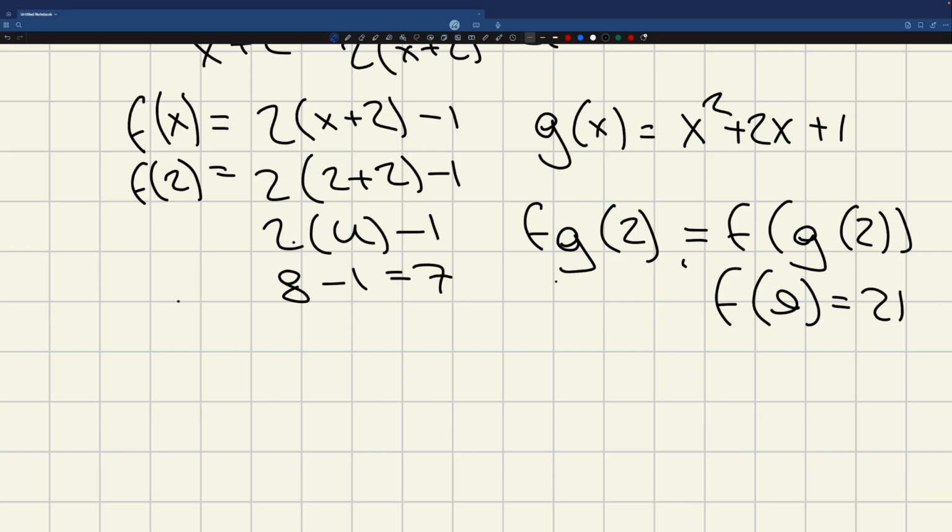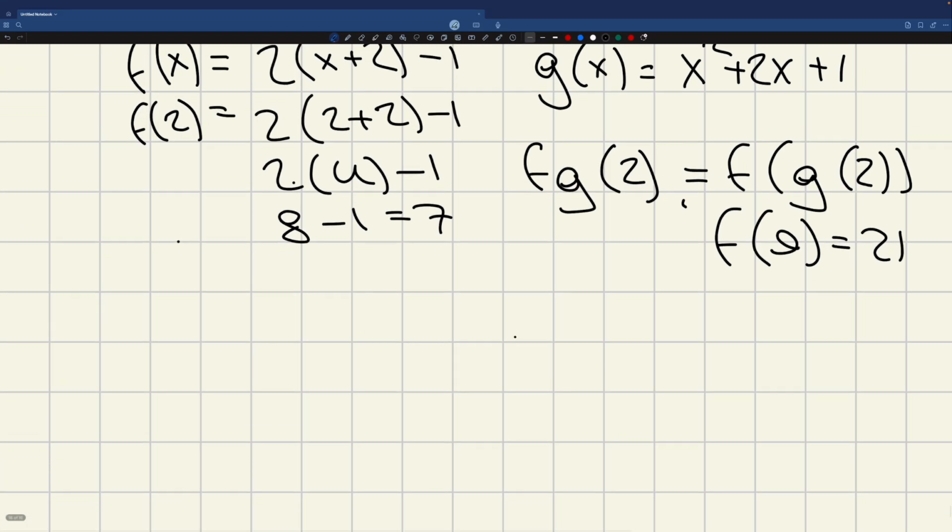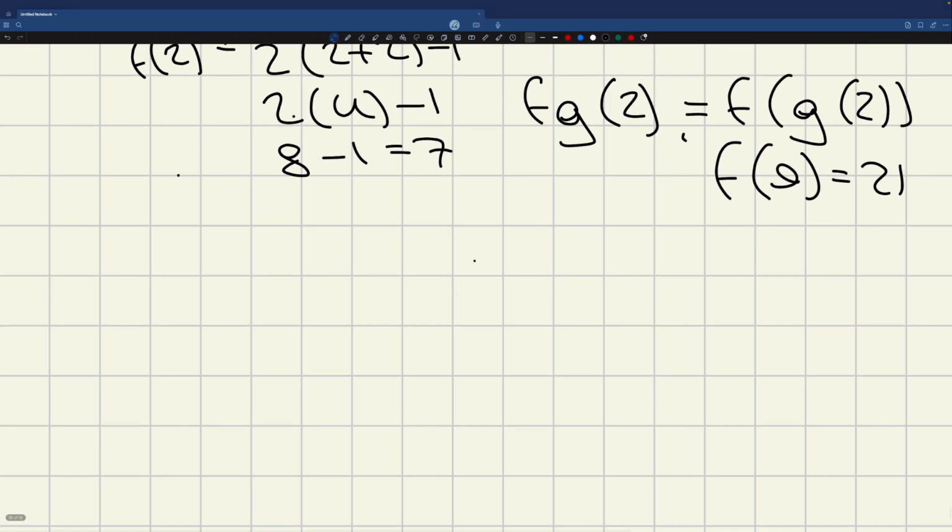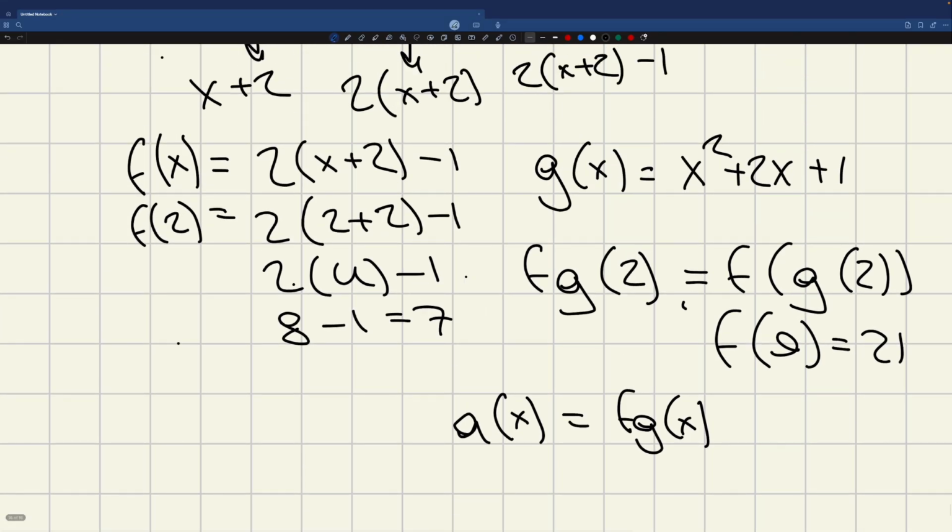Now, they might as well ask you, this might be a question before or after this one, to say, okay, the function a of x is equal to f of g of x. And you have to express a of x. So how to approach this question? Well, first of all, you simply say, okay, g of x is x squared plus 2x plus 1.